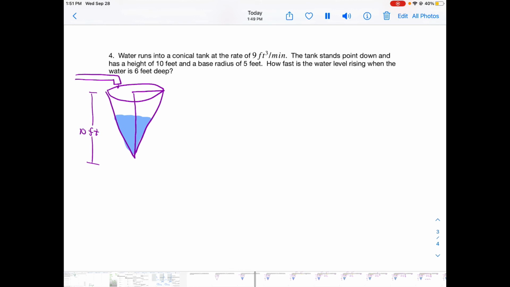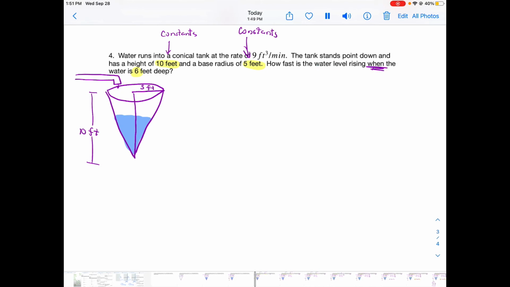10 feet is a constant value, so I can label it on my diagram. 5 feet is also a constant. The height and the shape of this cone stays the same. It does not change over time. So those are my two constant values. And my variable quantity would be the depth of the water, because how much water is in the tank is changing as time goes on, so we're putting water into the tank. So the hint there was when it is 6 feet deep. So 6 is a variable value.